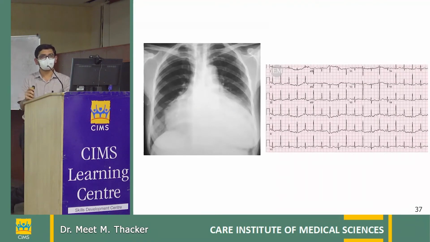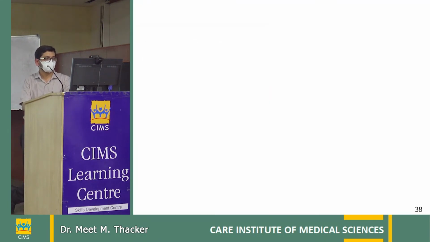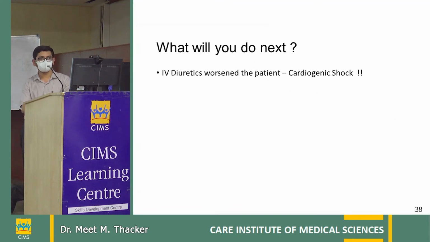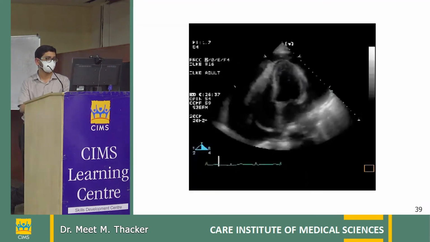Anybody who has worked in ER or someone who can say what is the next step of management? Yes, this is pericardial effusion, large pericardial effusion. So make sure that you don't give Lasix in such cases. If IV diuretics were given in this case, the patient worsened and went into cardiogenic shock.